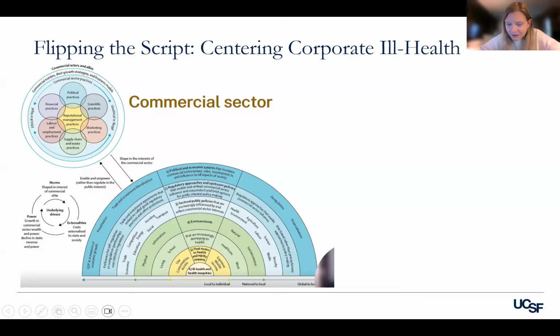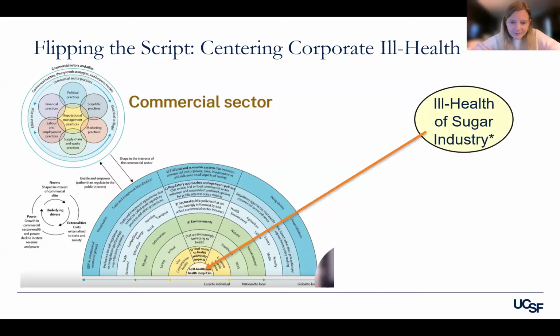But after studying the sugar industry for so many years, I want to suggest that there's another way to look at this, and it's the way corporations think. And so the sugar industry has its own diagram here where they put themselves in the center, and they're mostly concerned with the health or the ill health of the sugar industry. And so I'm going to talk about this from the perspective of corporate ill health, because this is how corporations think, and it provides another framework to think about these activities and how they impact the determinants of oral health.